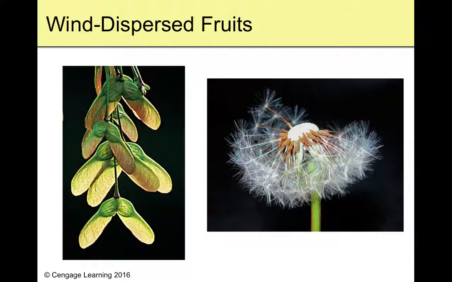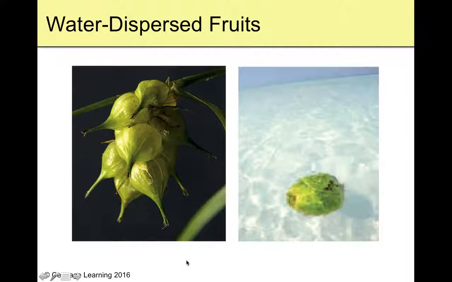And the wind can carry that a very long ways from the mother plant, where it can be planted somewhere nearby. This, of course, is the dandelion fluff, where it has its little very lightweight umbrella-like structure. That's the fruit. Inside of here is the seed, and it will float along and plant next year's dandelion.